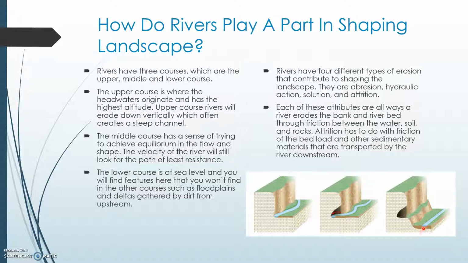Rivers have four types of erosion that contribute to the shaping of the landscape, and they are abrasion, hydraulic action, solution, and attrition. And each of these are ways that the river erodes the bank and the riverbed.